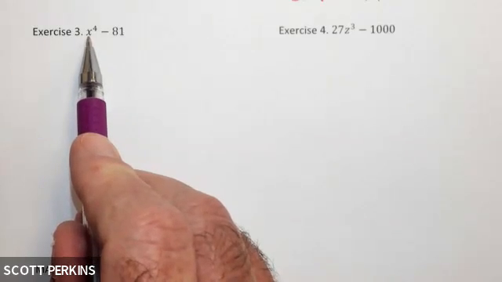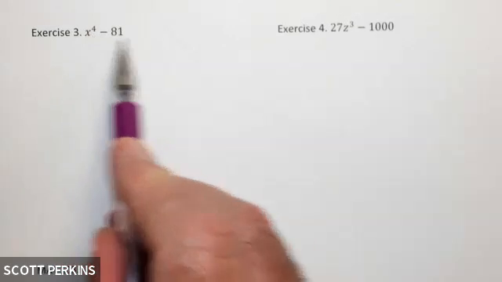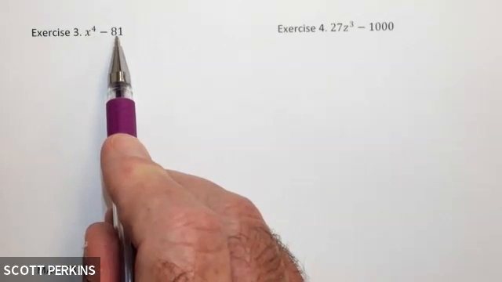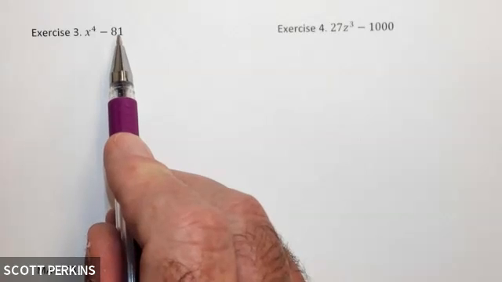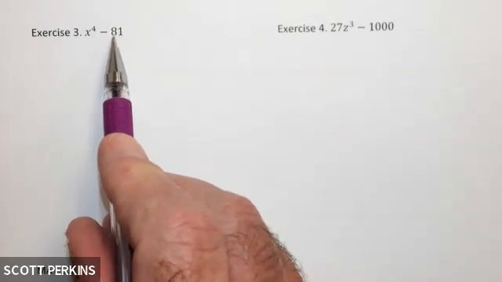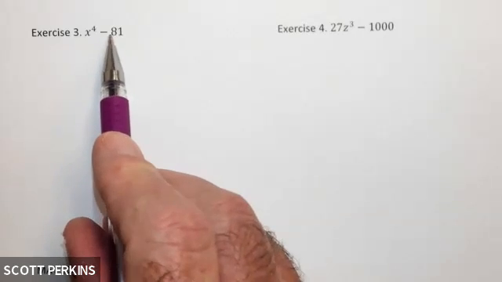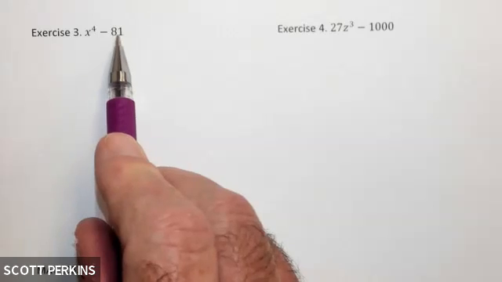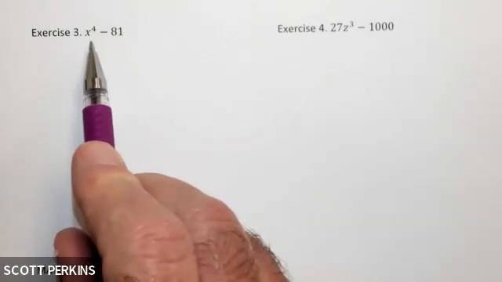X to the fourth, that is not a cube because there's 4 of them. 81 is also not a cube. So 3 times 3 is 27, and 9 times 9 times 9 would be large. So this is not going to be a cube. Okay, so this is a difference of squares, only option.